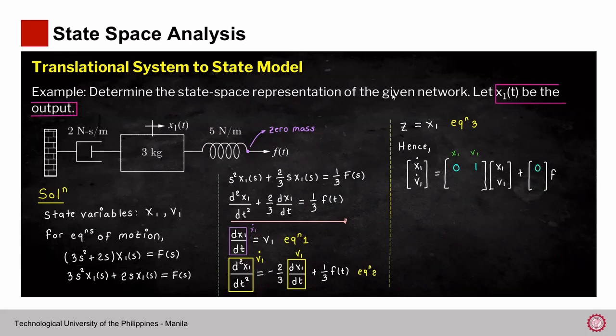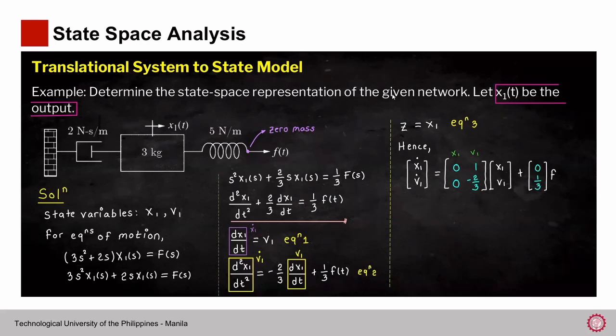Okay. Now, for v1 dot, so look at the equation for v1 dot. So this is negative 2/3 v1. So 0 siya sa x1, guys. Pero negative 2/3 siya kay v1. Okay? Negative 2/3 po siya kay v1. Alright? And then dun sa f of t, there's a 1/3 there. So you put 1/3 here. Okay? Yan. So that's it, guys, no?